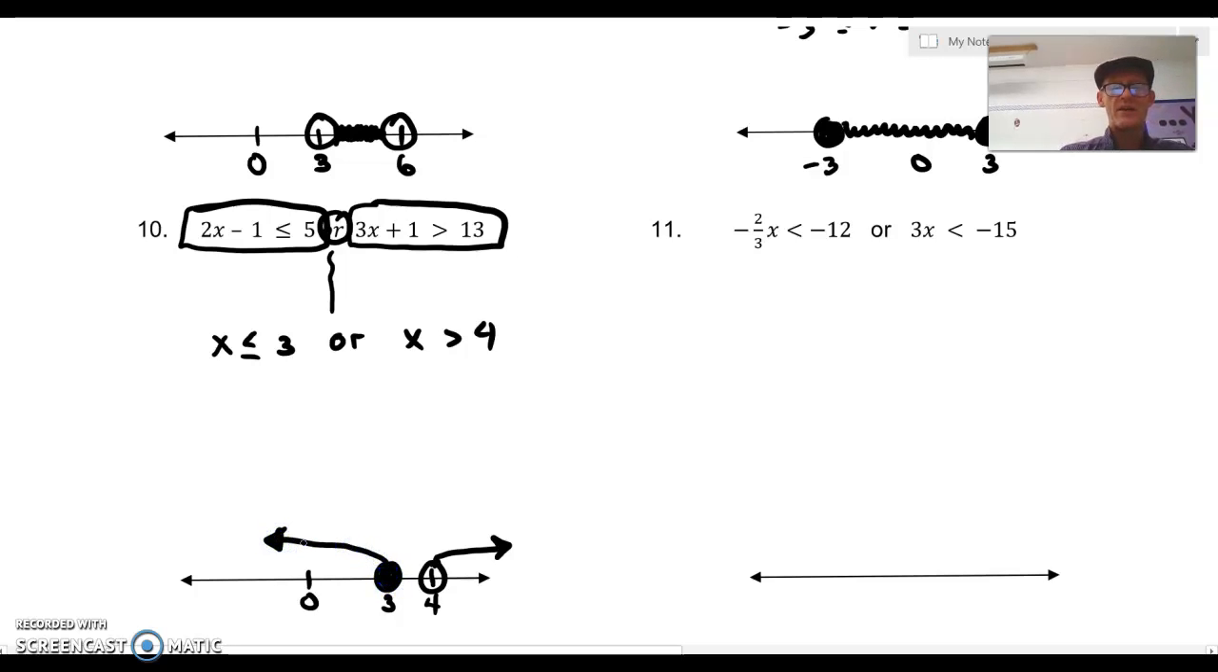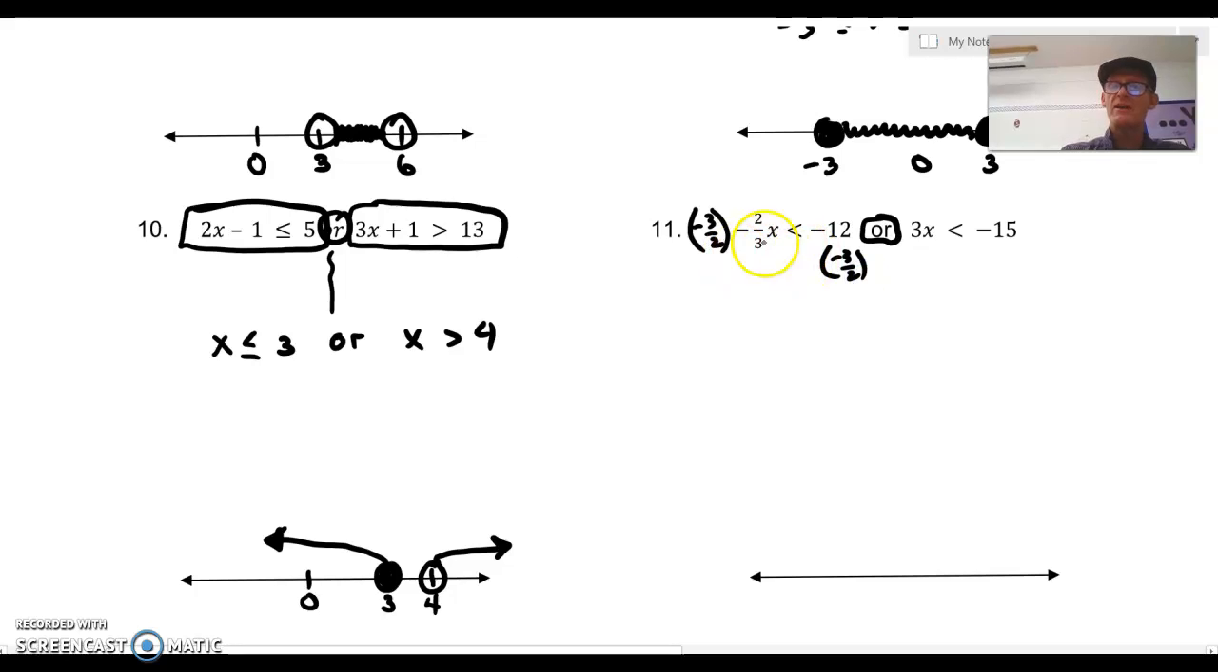So if it's an OR problem, it kind of pushes out to the sides. All right, so let's look for that here because this is an OR problem. So I'm going to multiply both sides by the reciprocal here. This one's a tough one, negative 3 over 2, and then multiply by negative 3 over 2.